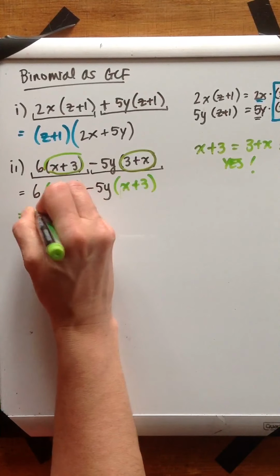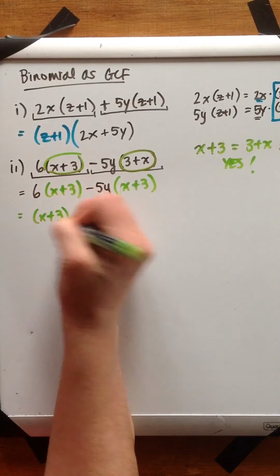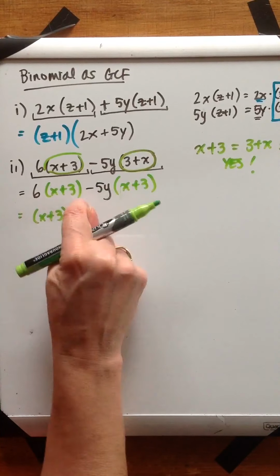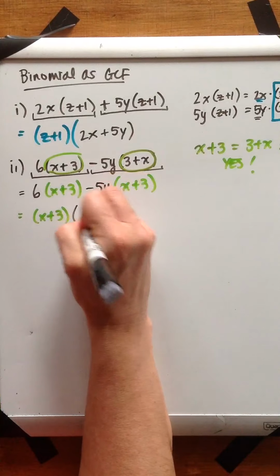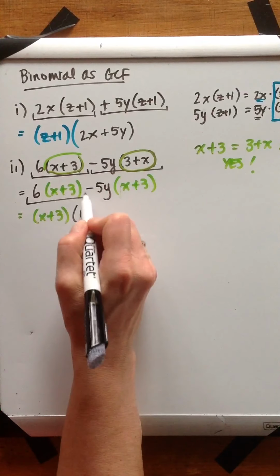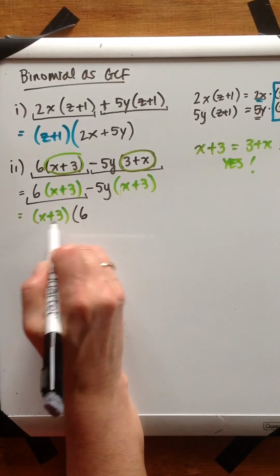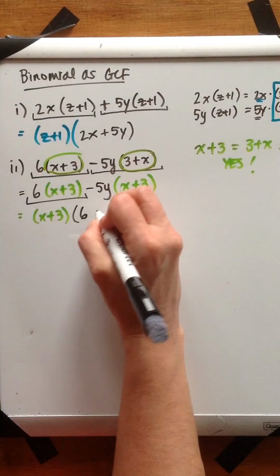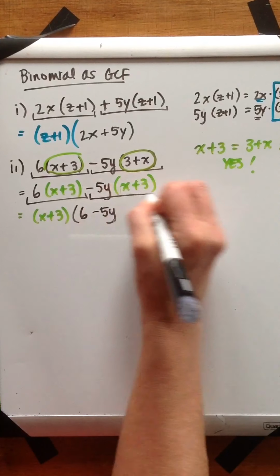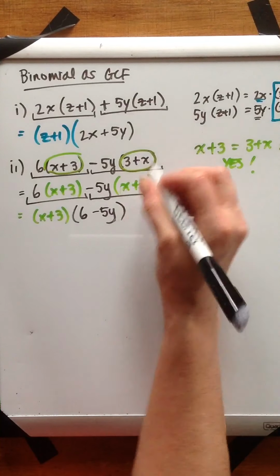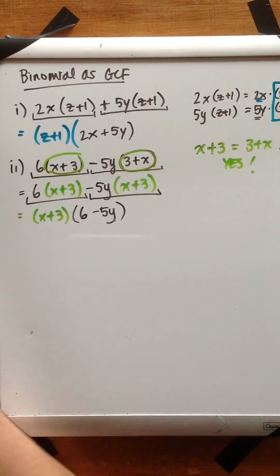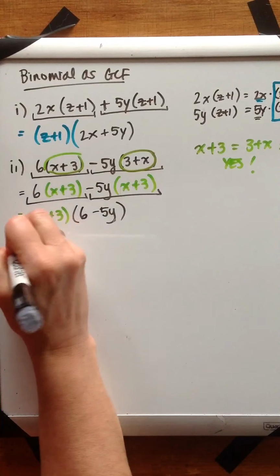So if I remove it from each of them, what do I have to multiply by in order to get the question back? Well, I have to multiply x plus 3 times 6 in order to get this piece. I also have to multiply x plus 3 times negative 5y in order to get this piece. And this is called factored form, as is this one. Let's try one more example.